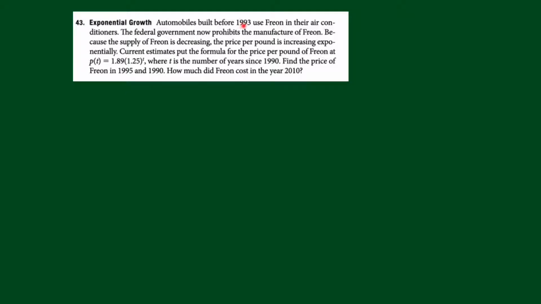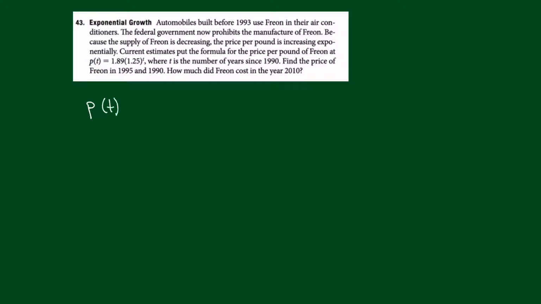Way back before 1993, cars used to use Freon in their air conditioning systems. But now the federal government prohibits the manufacture of Freon, and because the supply of Freon is decreasing, the price per pound is increasing exponentially. Right? And here's a function that tells us how much the price per pound is going to be at time t, where t is the number of years after 1990. I'll write the formula down here.